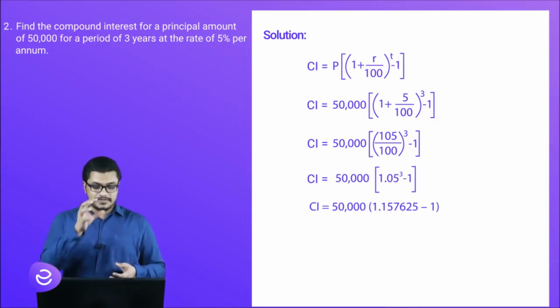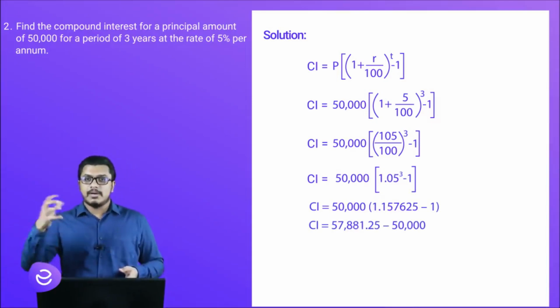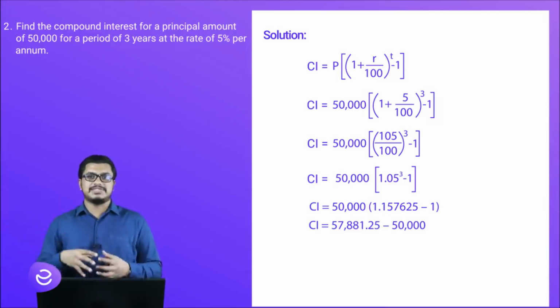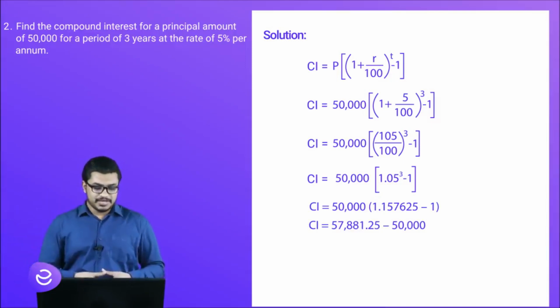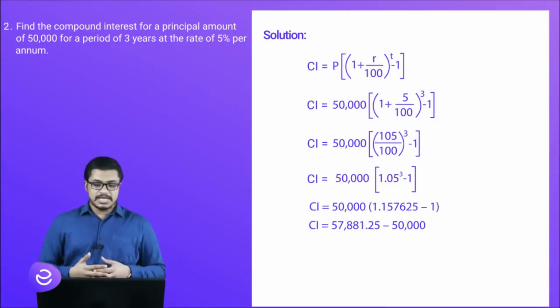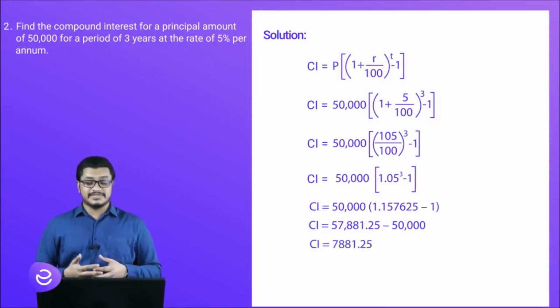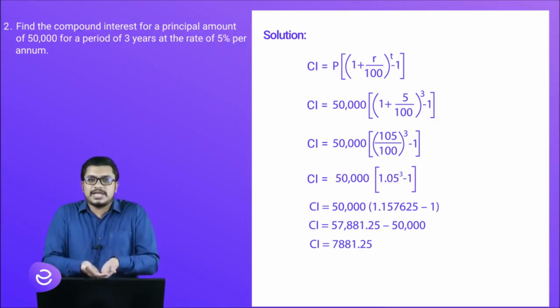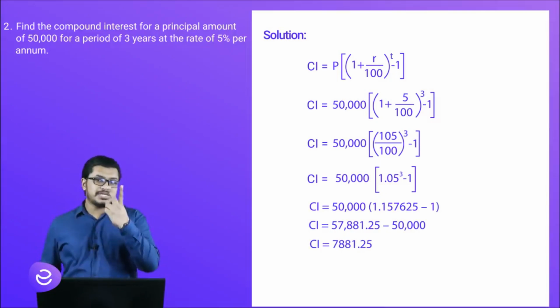So you will get 50,000 into the first number minus 50,000 into the second number. That's how we remove the bracket. So you will have 57,881.25 minus 50,000, and the answer will be 7,881.25.